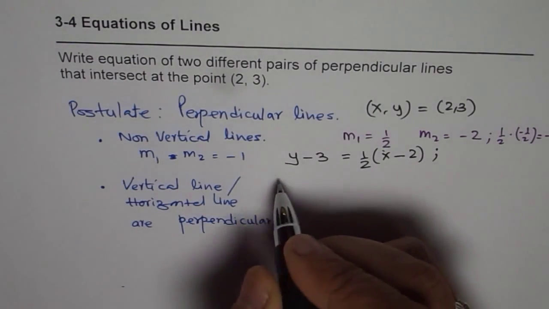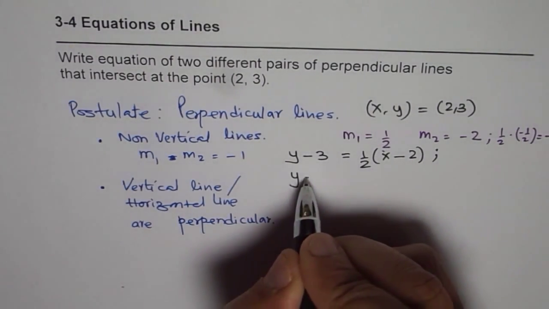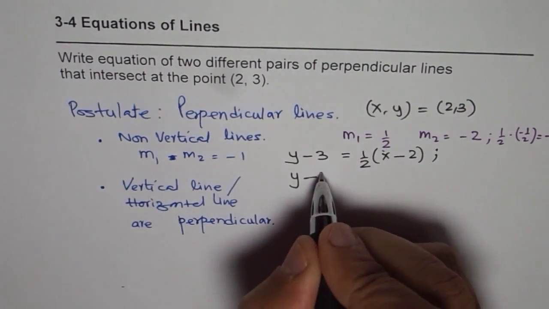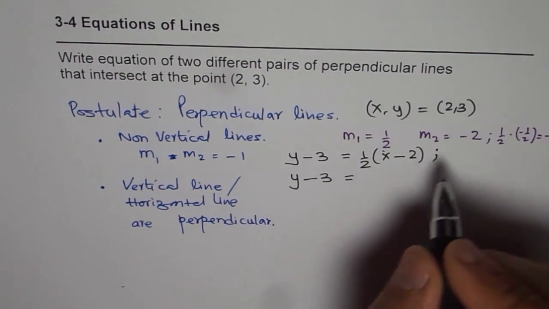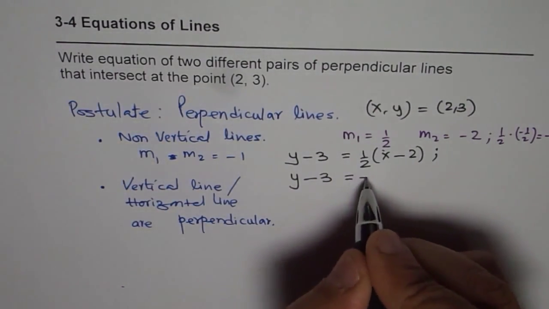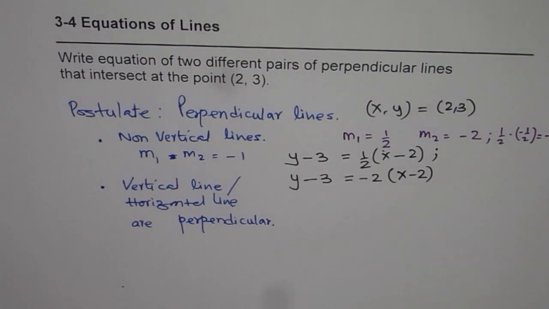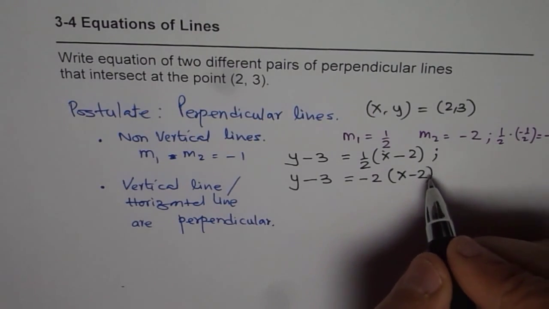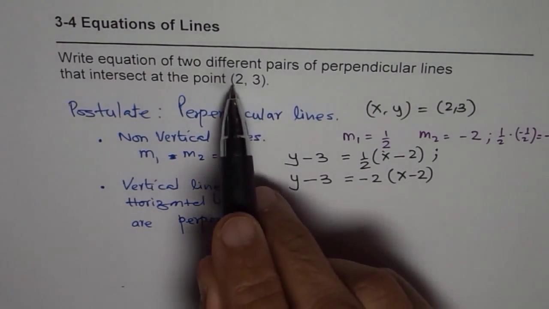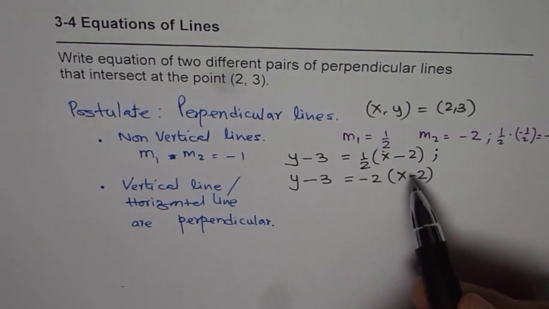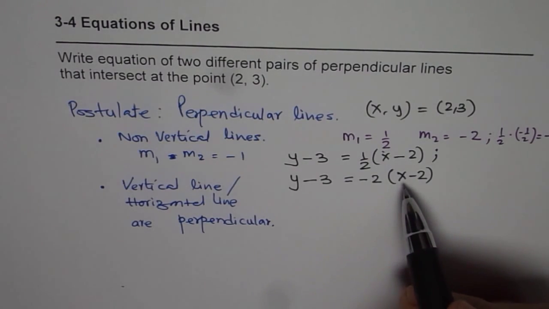The second one should be y minus the same value, right? Because this point is common to both, and this time we'll use slope of -2 times x minus 2. So these are the two equations which will ensure that they have the point (2, 3) in common and they are perpendicular. So that's one way of looking into it.